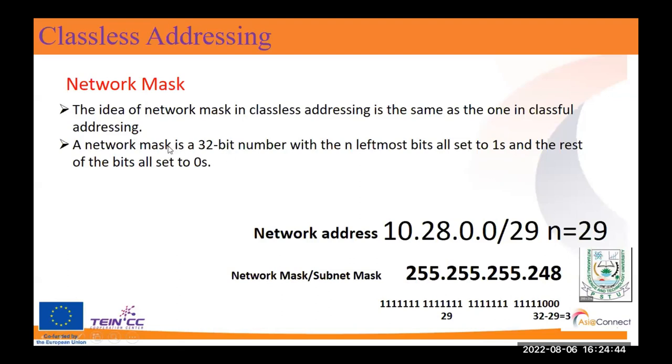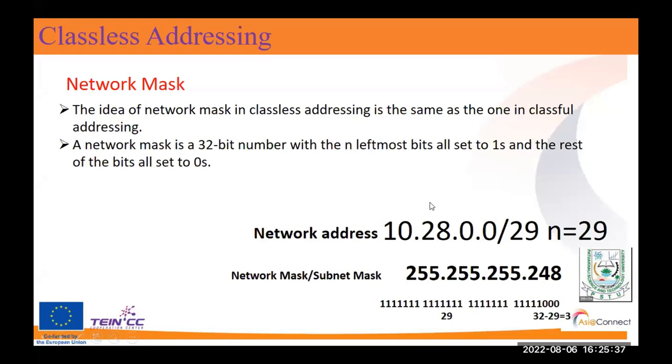A network mask is a 32-bit number with the n leftmost bits all set to ones, and the rest of the bits all set to zero. Take the network address 10.28.0.0/29. Here the slash notation n is 29, so we can change only 3 bits. 8 plus 8 plus 8 is 24, then 25, 26, 27, 28, 29. So these are all ones. And 32 minus 29 equals 3.